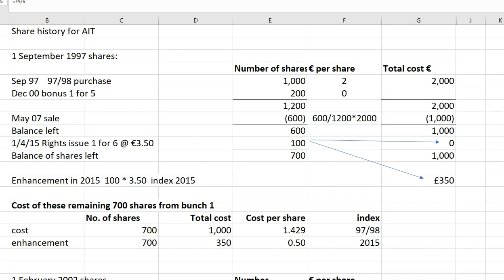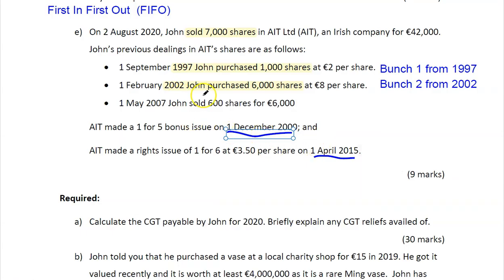Then if we look at bunch two, it's a separate asset. So we start off with 6,000 shares. In 2002, the bonus issue was already done, so that won't affect these shares. These 600 shares were sold out of bunch one, so they're not going to affect bunch two. The only thing affecting bunch two is the rights issue, because everything else was either done before or the disposal affected bunch one. So all we have to do is adjust the 6,000 shares for the 1 for 6.